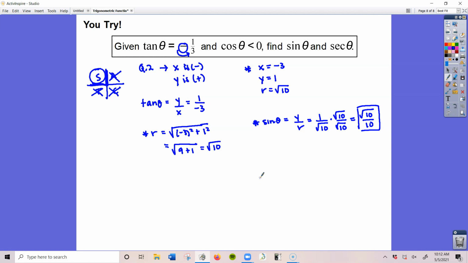Now we're going to do secant. Secant is the reciprocal of cosine. Cosine is x over r. That means that secant is r over x. So we have the square root of 10 for r, and x is negative 3. And this would be our value for secant. And those are our trigonometric functions on the coordinate plane.